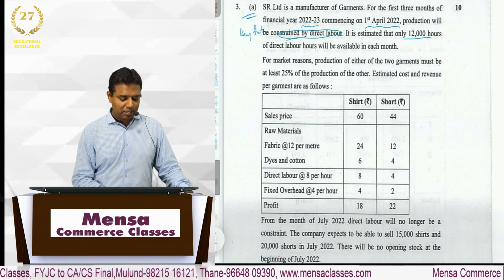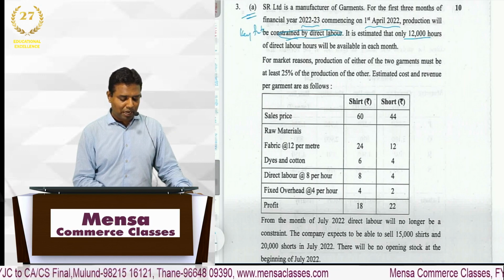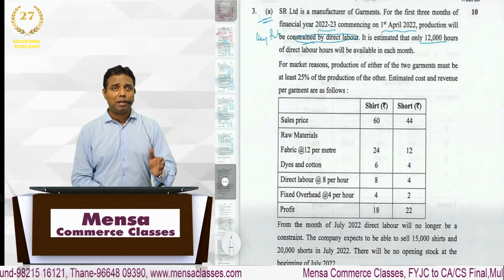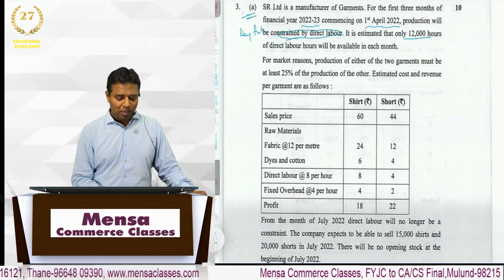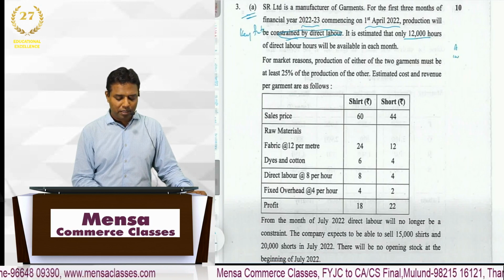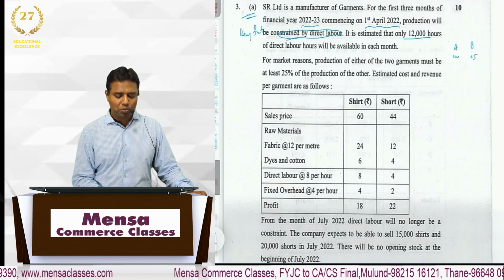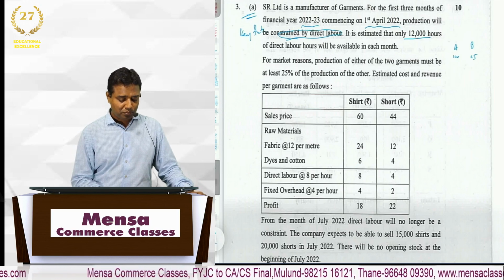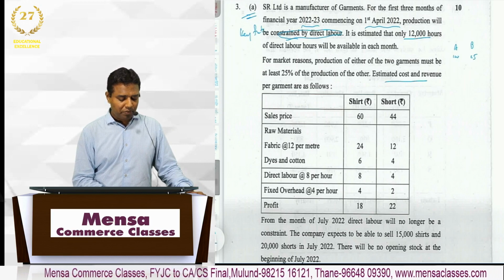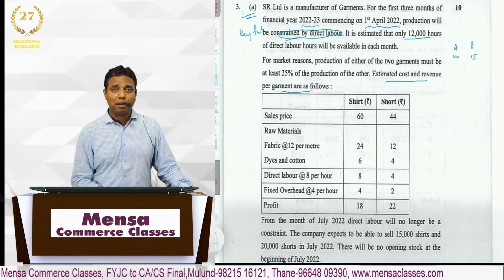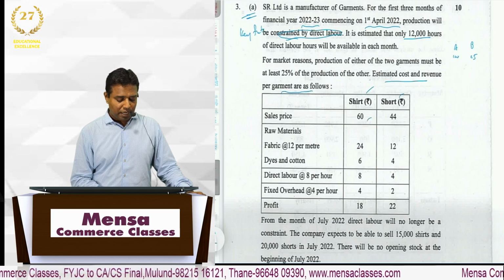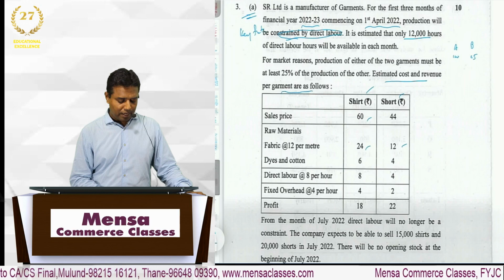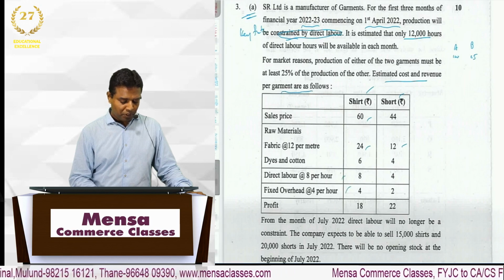For market reasons, the production of either of the two garments must be at least 25% of the production of the other. So one garment needs to be a minimum of 25% of the other. That means if I produce product A 100, then product B has to be minimum 25. It has to be 25 or more, but minimum 25. Estimated cost and revenue per garment is given below. The two things they are making are shirt and short. Sale price is given, raw material cost is given, then direct labor is given, fixed overheads is given.